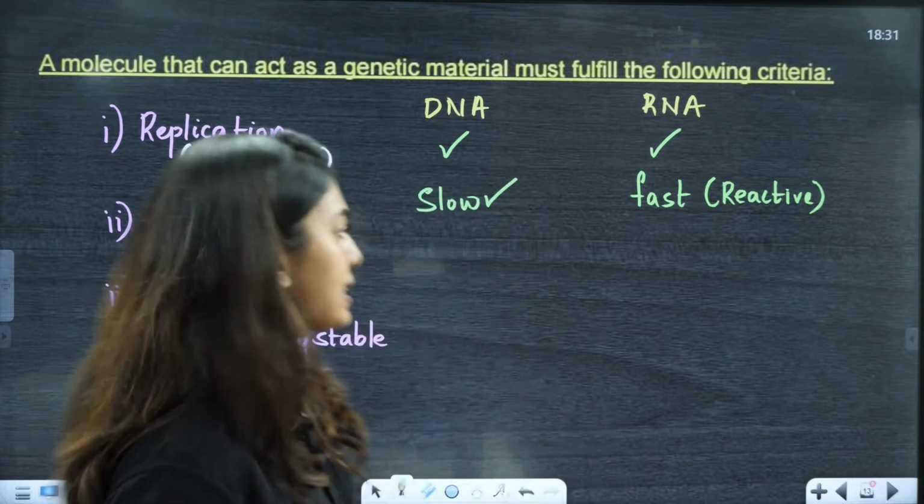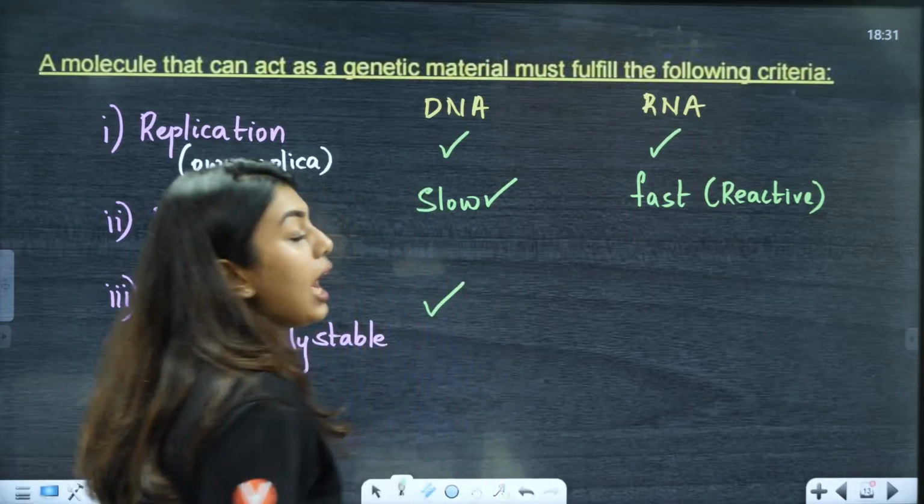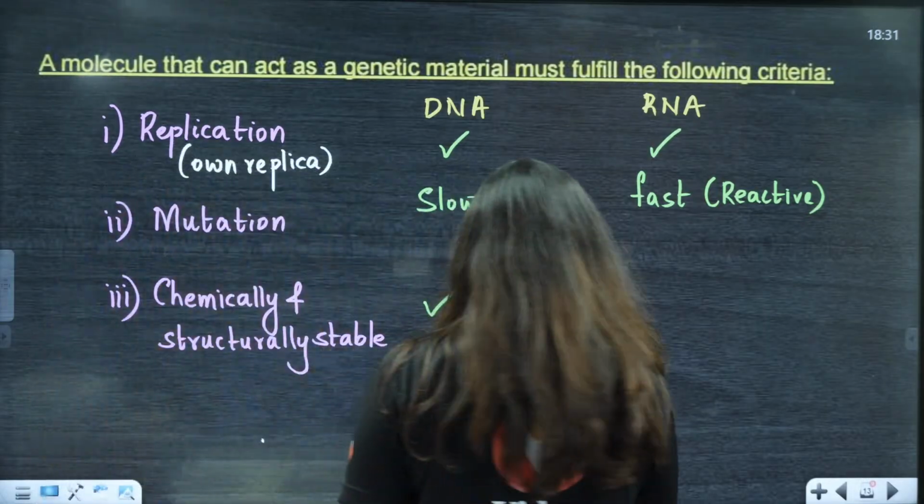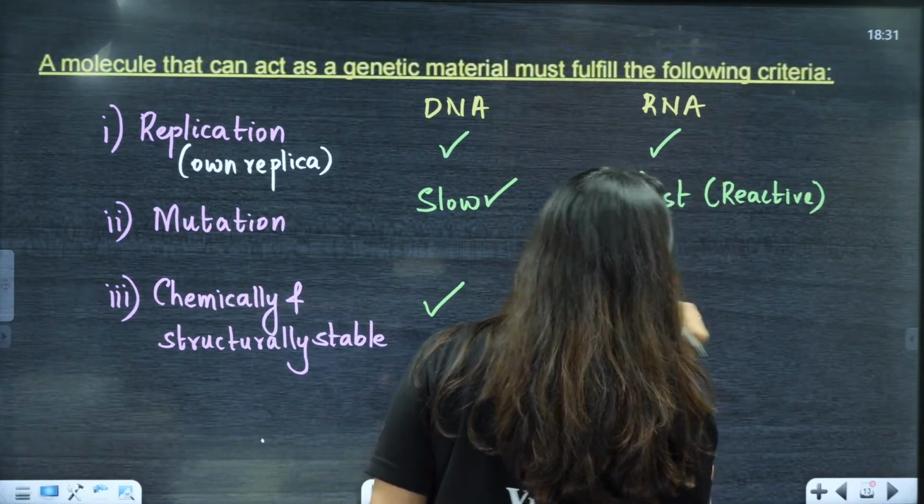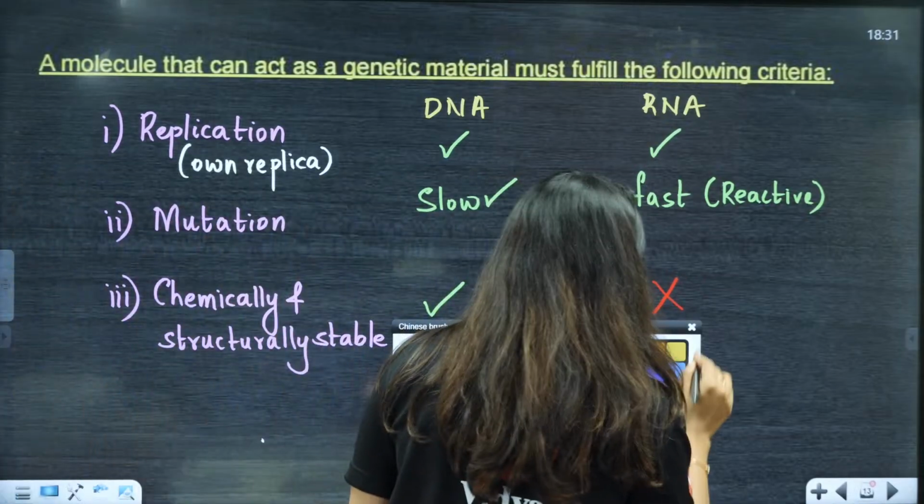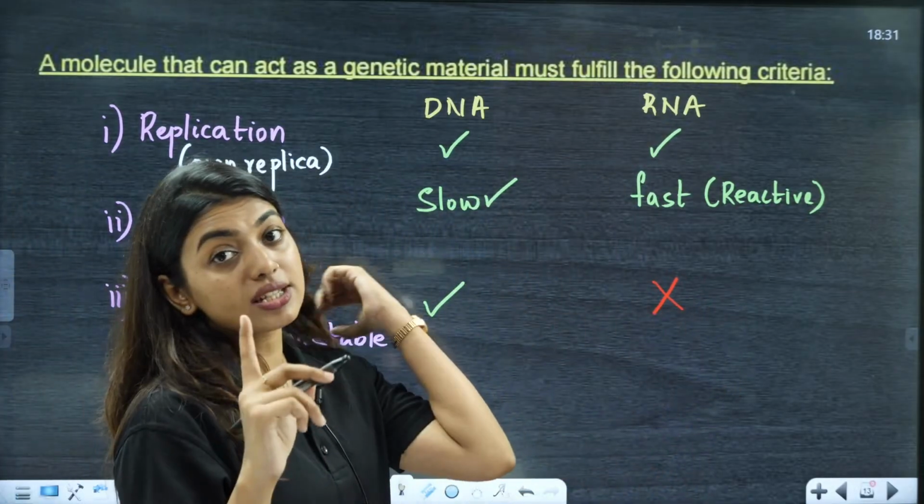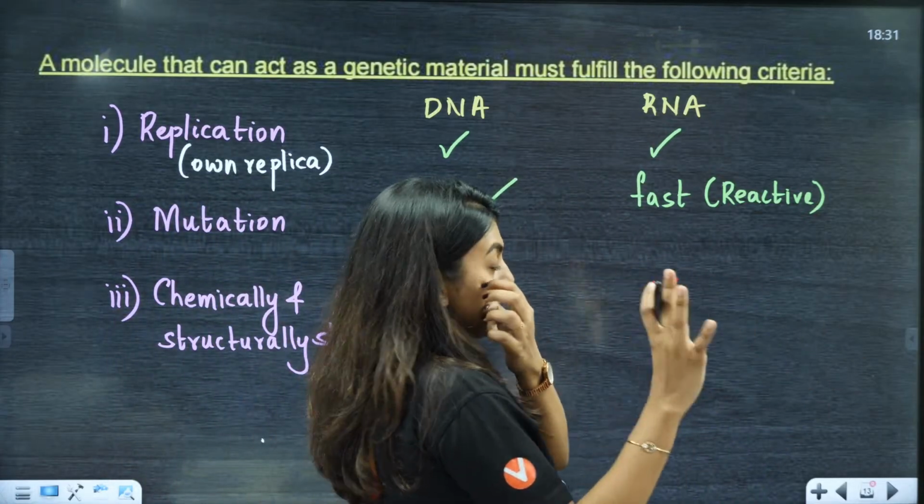Yes, very good. Excellent. So, DNA is the one who is going to get the tick. RNA is not going to get the tick. Why? Because students, here we already know RNA is not chemically or structurally stable. Why? Because of 2 reasons. Okay? This is a NEET question, assertion reason question. What are the reasons for RNA being unstable?